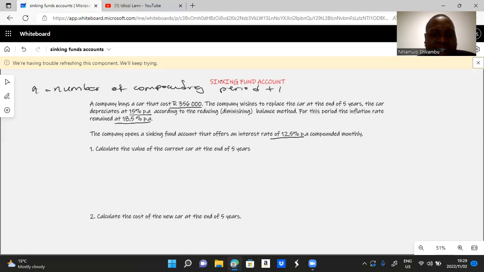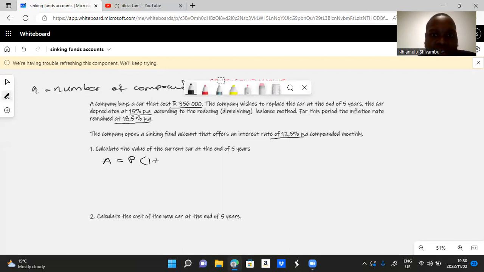We said that the current car, which is the car that the company has purchased, will depreciate or lose value, right? And we're given the method of depreciation here. We are told that it depreciated at the reducing balance method. So it means that the current car is going to lose value according to A equals P(1 minus i) to the power n.